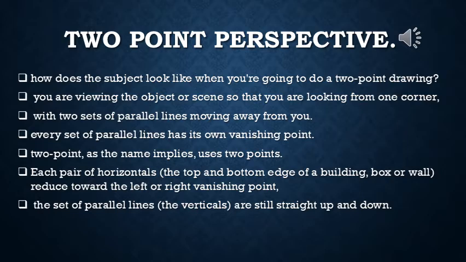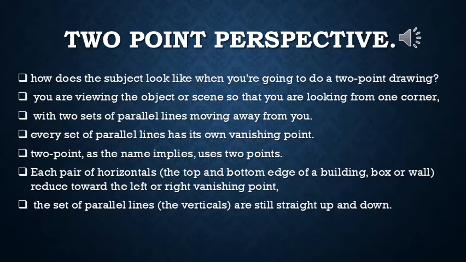Each pair of horizontal lines that goes to the right side or left side, the top and bottom lines of an object, which can be a building, a box, or anything, reduces toward the left or right vanishing point. The left lines are going to vanish at the left vanishing point, and the right lines are going to reduce and meet at the right vanishing point. We will see that in the next slide as well.